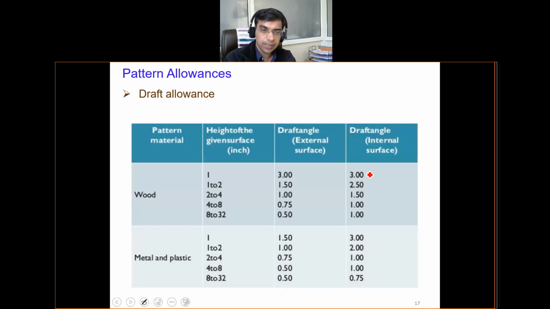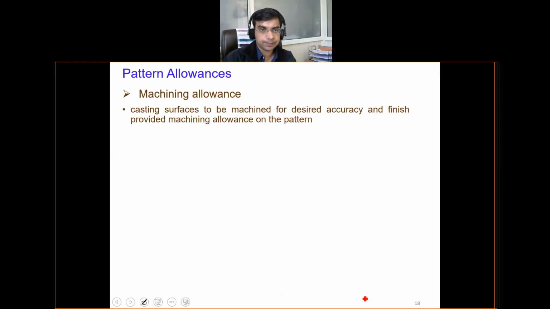You can see in this table the different values of the internal or external draft. You can see these angles are very small in value. So they are not very extensive, but they have to be provided in order to minimize those cracks while removing the pattern. Next is the machining allowance.